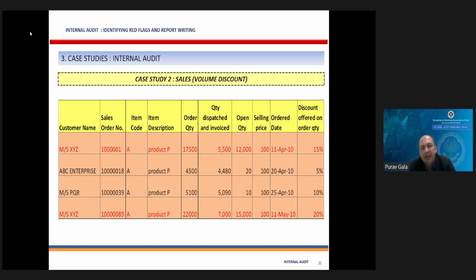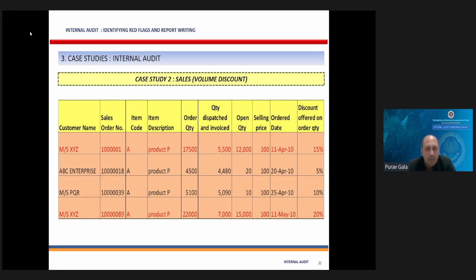Open is what is pending to be dispatched. The ordered quantity is 17,500. This sales order was raised on 11th April 2010. The order is for 17,500. 5,500 of the product is dispatched. 12,000 is still pending to be dispatched.